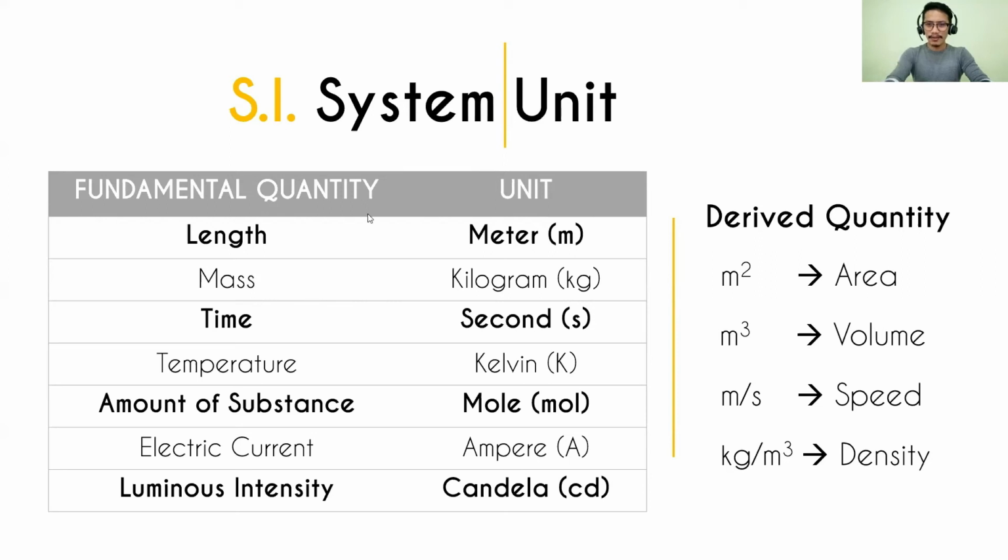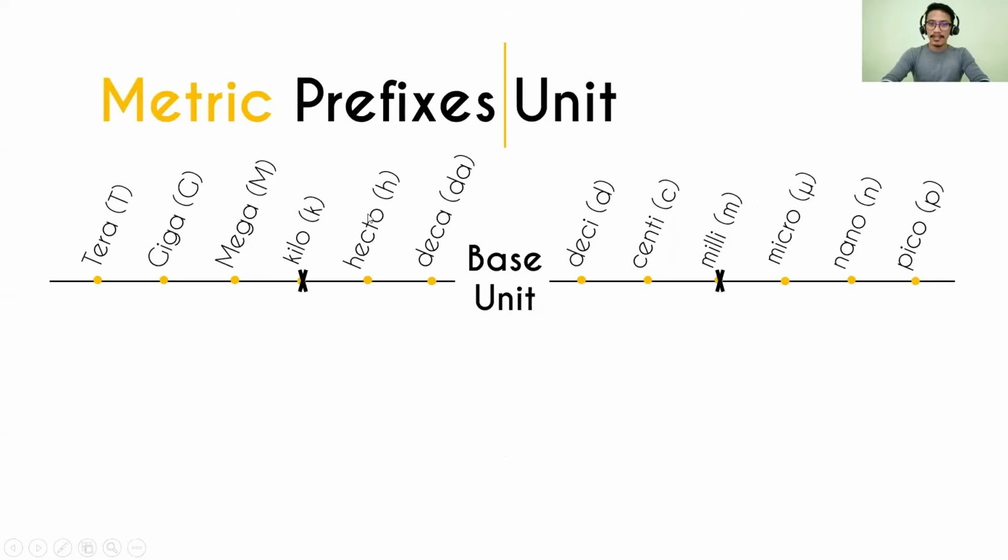Now, as I told you, the SI units or the standards used by the scientific community are based on the metric system. And in the metric system, we just use prefixes. Tera, giga, mega, kilo, hecto, deka, deci, centi, milli, micro, nano, pico. Marami pa yan, pero hindi ko na sinulat yung iba.